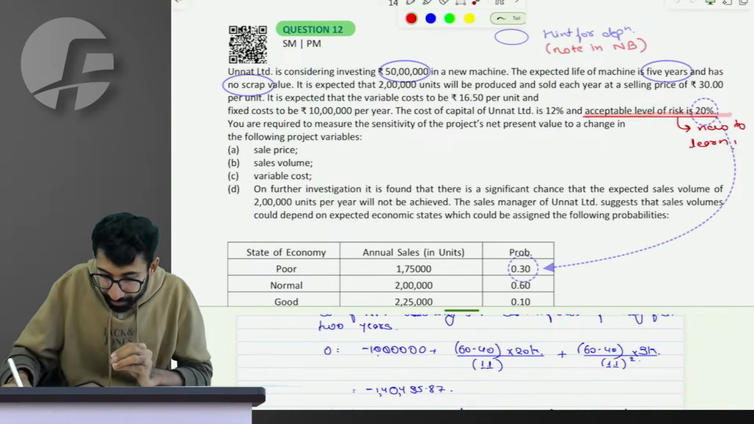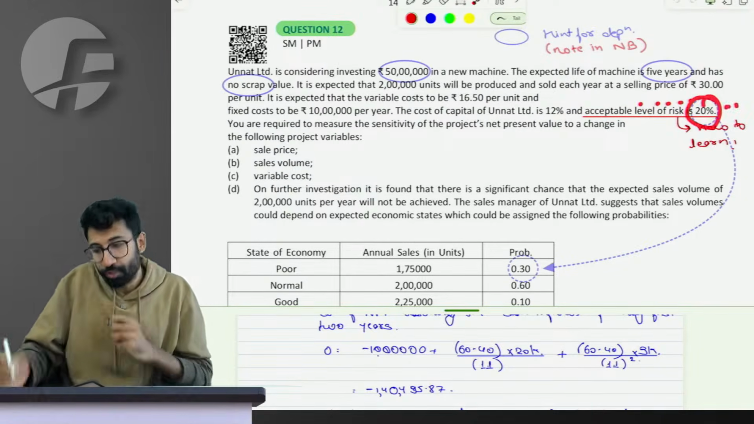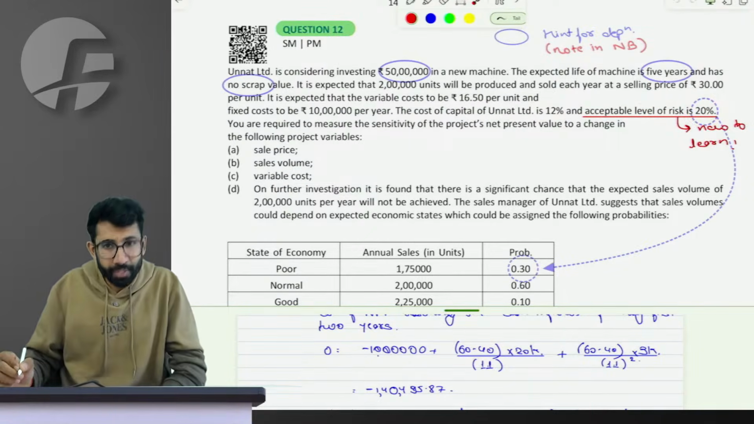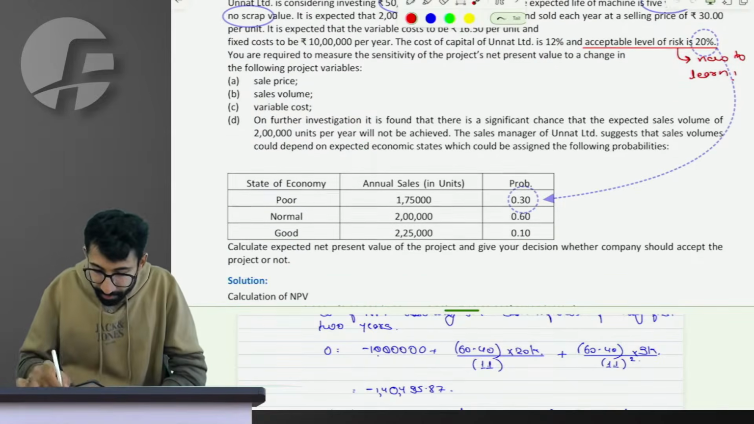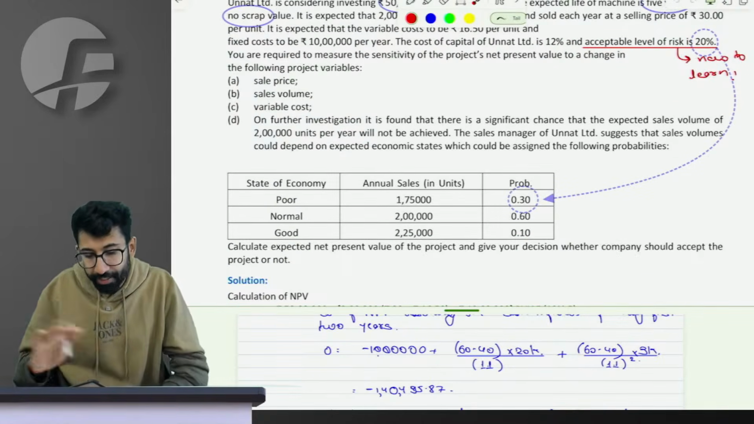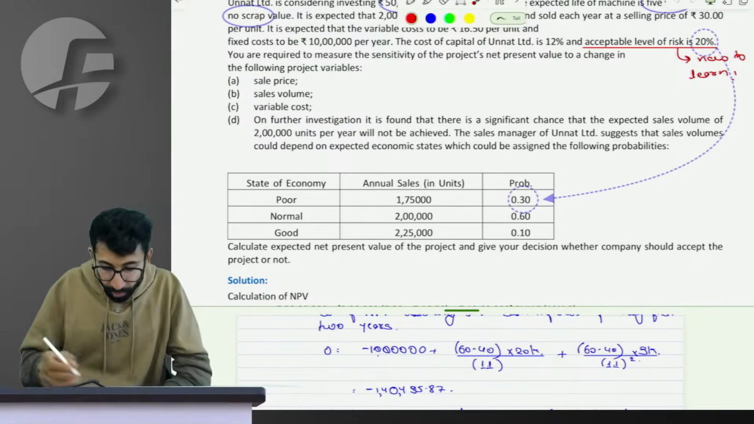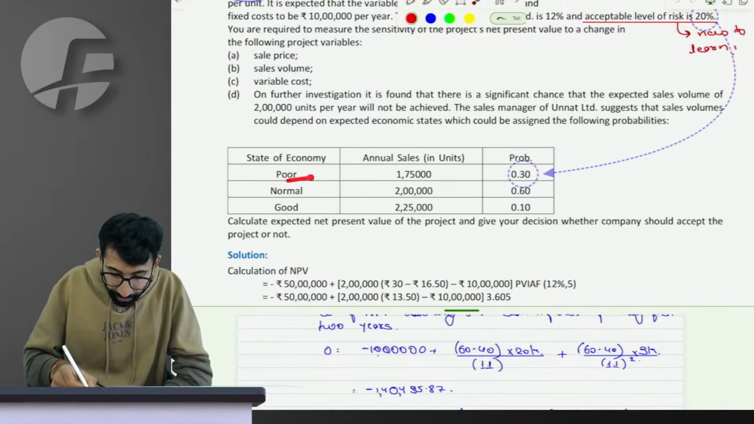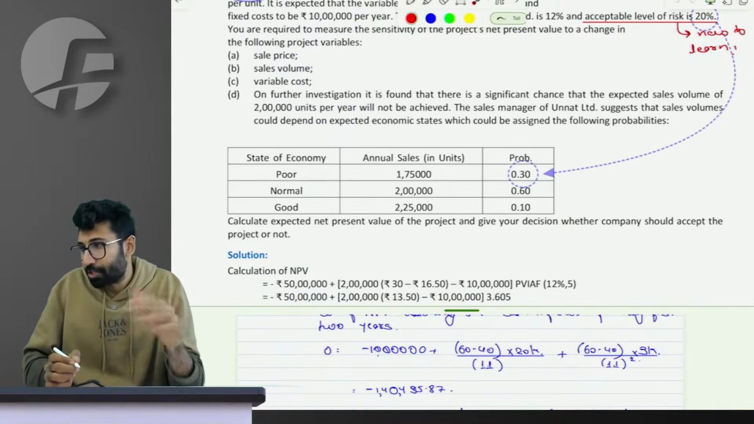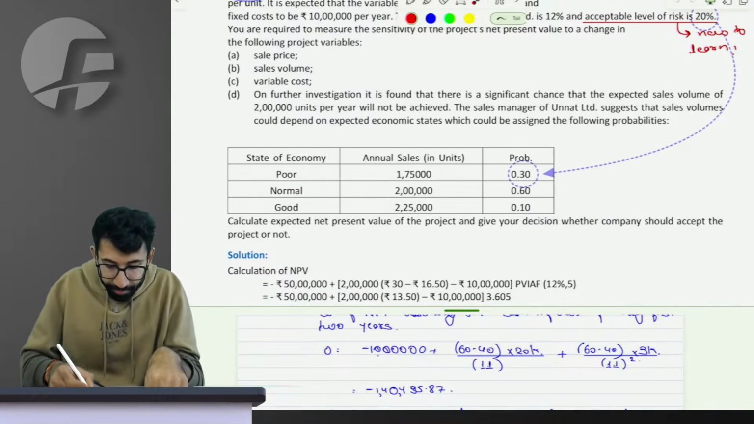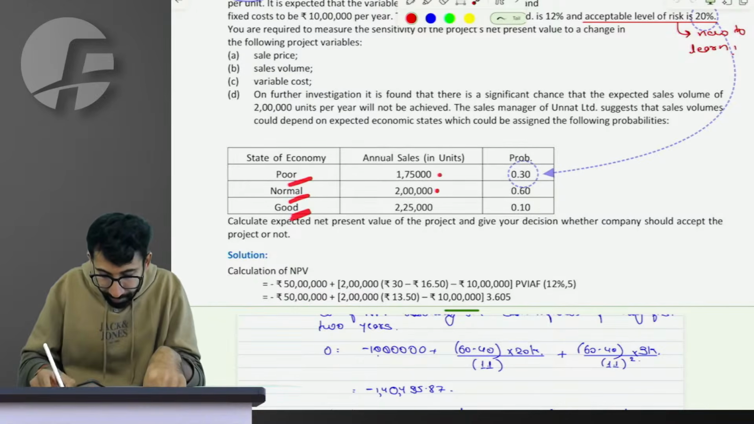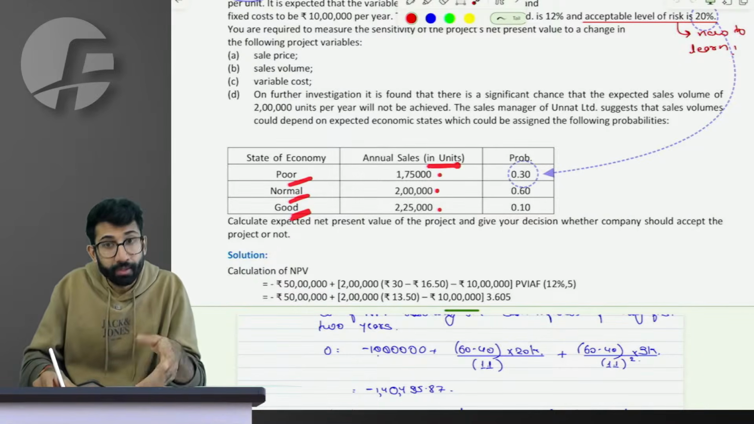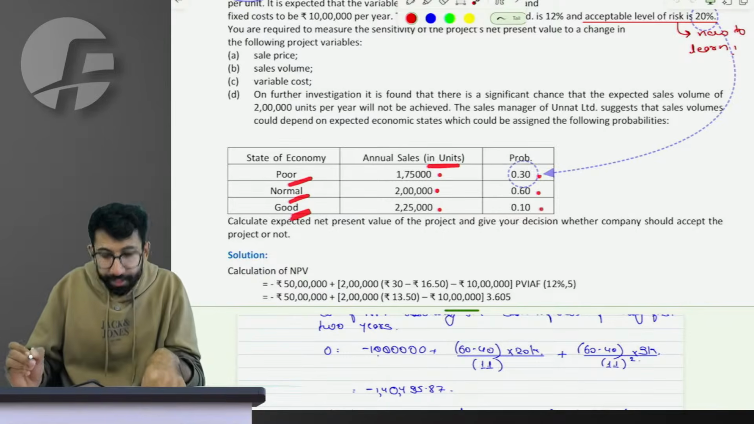Question 12 says the acceptable level of risk is 20%. It is a scenario analysis mixed with sensitivity analysis. You do the sensitivity analysis, that is fine. You'll be able to understand in the question when you do. Right now the point is, they say if the economy is poor, normal and good, annual sales units will be this, and the probability of which is this.